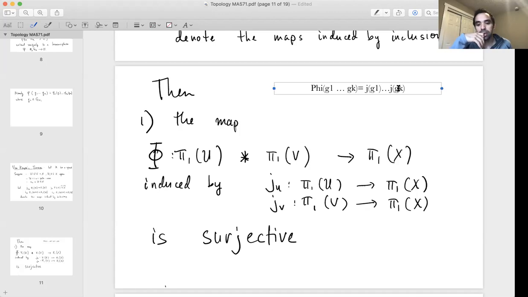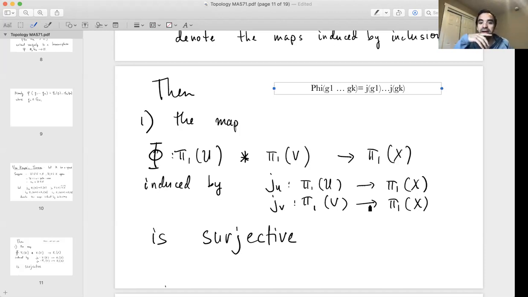Of course. That follows because if you include the intersection into U and then include it into X, it is the same as including the intersection into V and then including into X. So the maps induced at the level of fundamental groups agree on the intersection. It doesn't matter which one you use if the element lies in the intersection. Does that make sense? Okay.